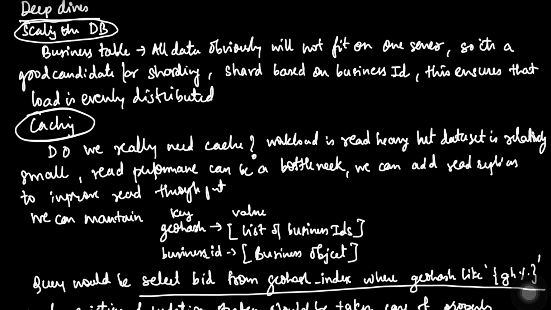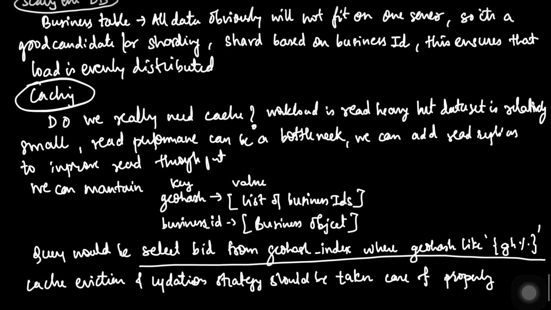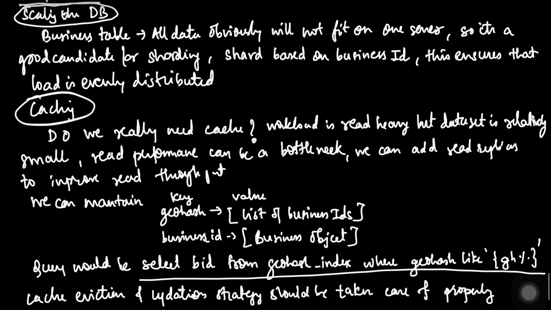So generally this is the last part of our whole video, where we will be talking about some more deep dives. Basically it relates to the scaling of the DB and caching. When we talk about the scaling of the DB, we will be having a business table. All this data of our businesses, which is like 200 million times the size of each row, will be a good amount of data, and it will not fit on one server. So that's why it becomes a good candidate for sharding, and obviously we'll be sharding based on business ID, so that it ensures that the load is evenly distributed also.